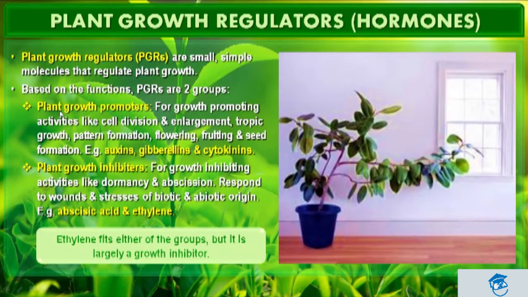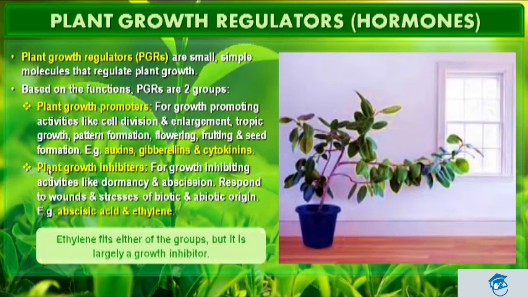So one group of plant growth regulators is the plant growth promoter, for growth promoting activities like cell division, cell enlargement, tropic growth, pattern formation, flowering, fruiting and seed formation. For example, auxin, gibberellins and cytokinins. These are the plant growth promoters. These are also called phytohormones, students, because these are the hormones of plants.